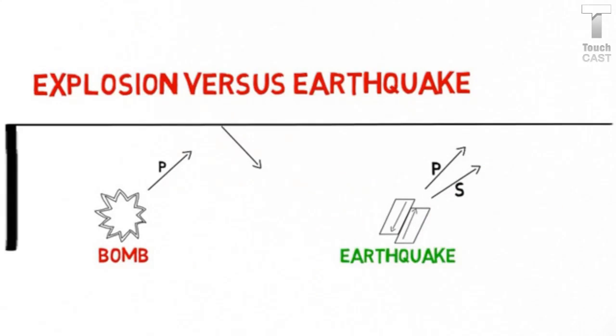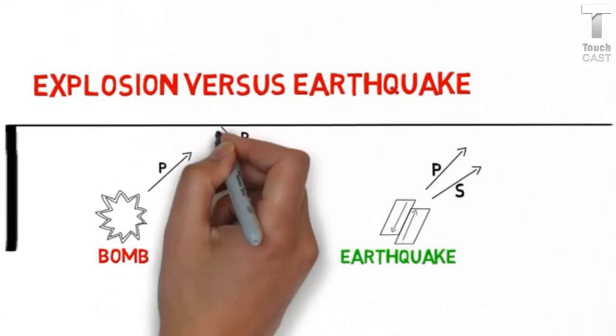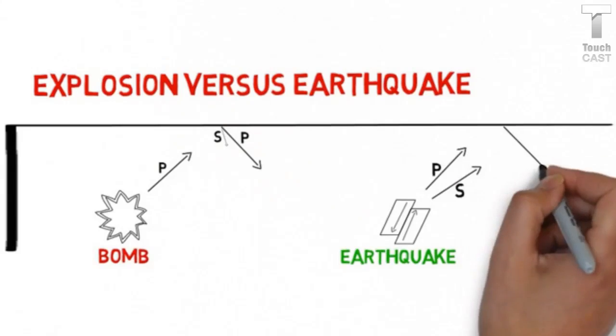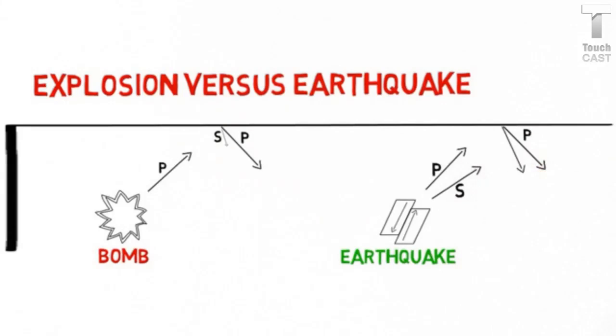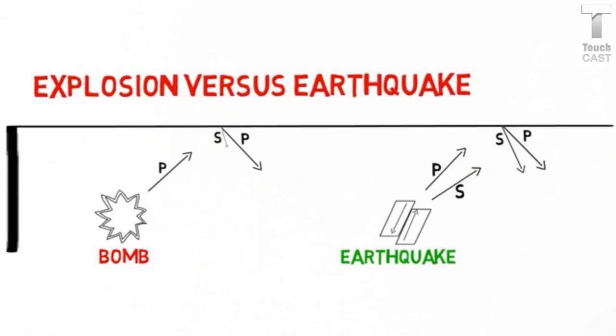These hit the surface. The P wave from the bomb hits the surface, hardly any S generated. The P and S waves from the earthquake hit the surface, lots of reflected P, lots of reflected S, and they couple to give us those huge surface waves we saw earlier. Let's apply what we've just learned.